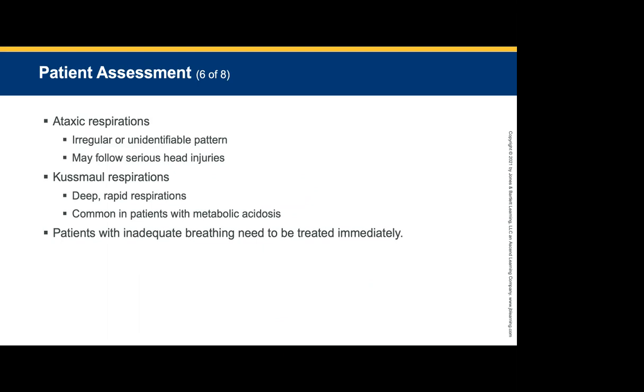Kussmaul's is not adequate enough to support sustainable life over time, but Kussmaul's do perform rapid respirations commonly seen in patients with metabolic acidosis, which means their pH is off. They have to get their pH back so they can start breathing and not be in respiratory distress.